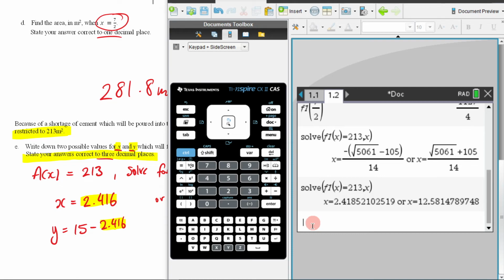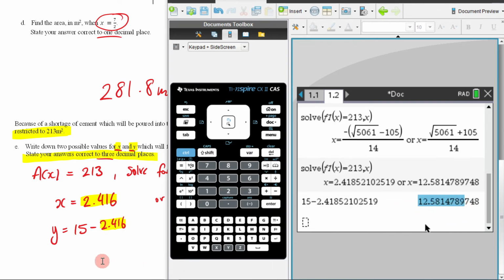To do this on our CAS nice and easily, we can just go 15 minus, and then if you go up, you can just highlight what you want. If you hit shift and then move this around, you can just highlight what you want. It's important that you don't round until the very end. So you see how I'm including all these decimal places, then hit enter. That's just making sure I get the most accurate answer.